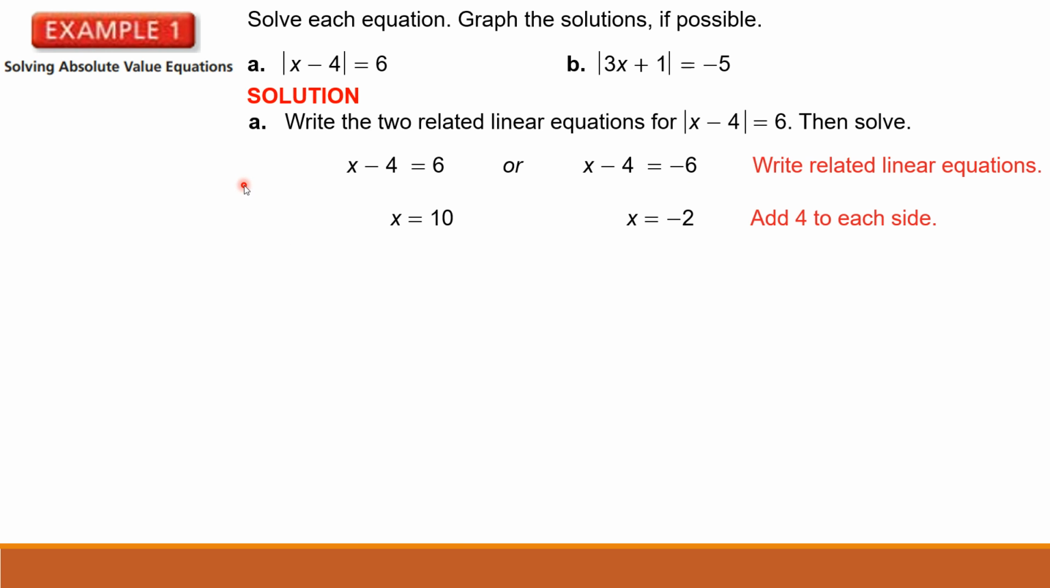And then we solve. We add 4 to both sides here and we get 10. Add 4 to both sides here and we're going to get negative 2. And so these are the two solutions. x equals 10 and x equals negative 2.